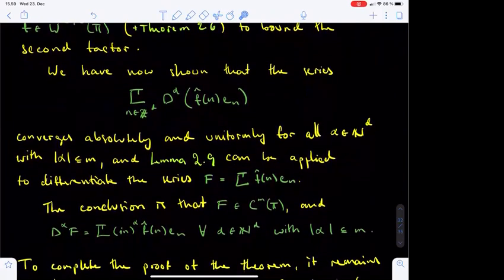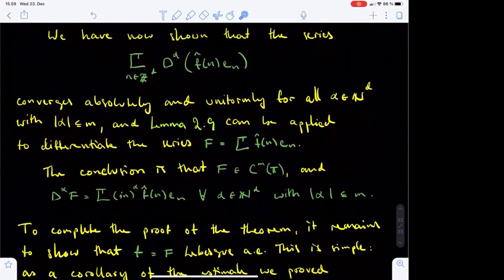Therefore, Lemma 2.9 can be applied to differentiate the Fourier series big F, which was defined to be the series of the functions f hat n times e_n. The conclusion is that big F is an m times continuously differentiable 2π periodic function, and in fact the α derivative of big F can be written as a series of the functions (in)^α times f hat n times e_n, as long as the order of α is at most m.